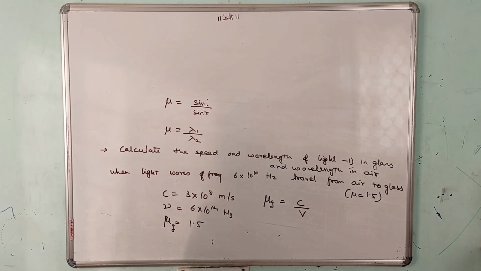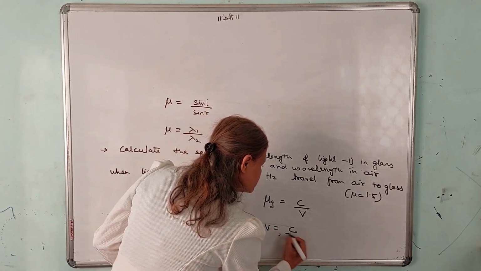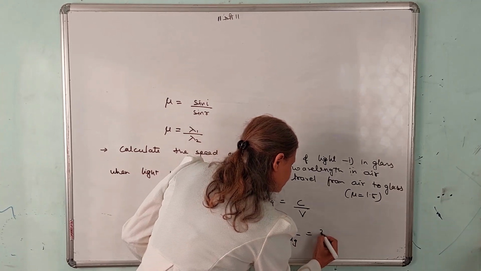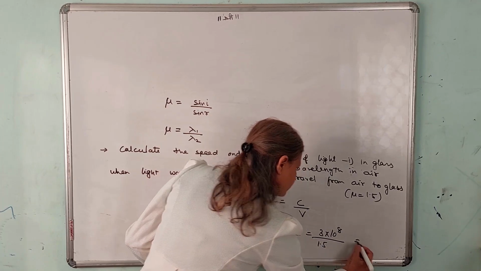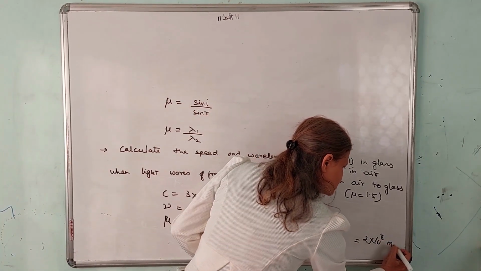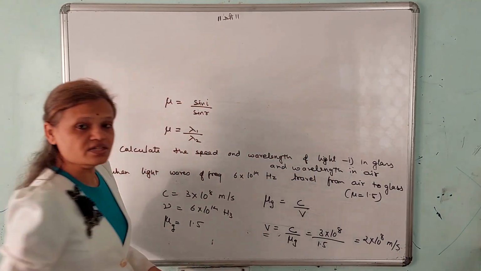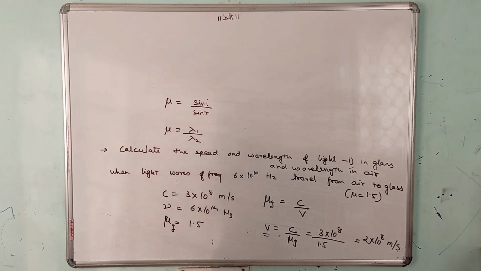So C we know, mu g we know, so we can find V. V is the speed of light in glass. According to that formula, we can calculate V. So that is 2 into 10 raised to 8 meter per second. So this V is the speed of light in glass, which is 2 into 10 raised to 8 meter per second.